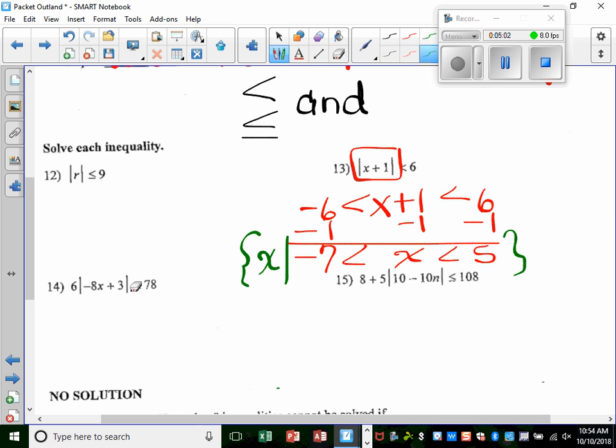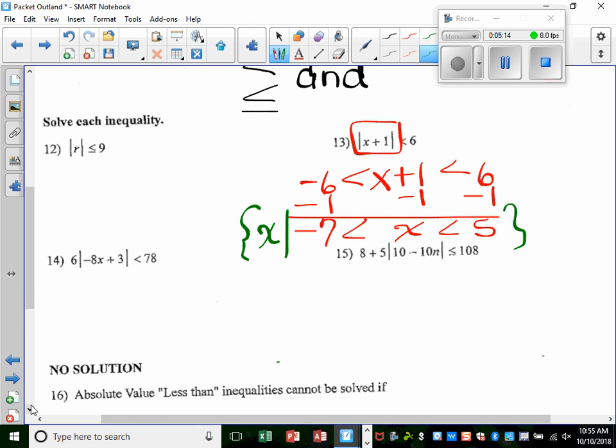In 14, we're still dealing with all the less than and statements. First thing I got to do is isolate the bars. The bars are not isolated because there's a times 6. So what should I do? It's a times 6. Right, so we're going to divide. That's right. When I do 78 divided by 6, that's going to give me 13. So I'm going to have this as my problem.